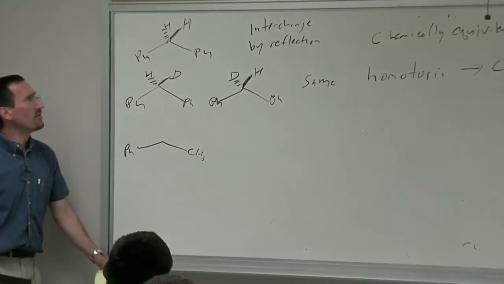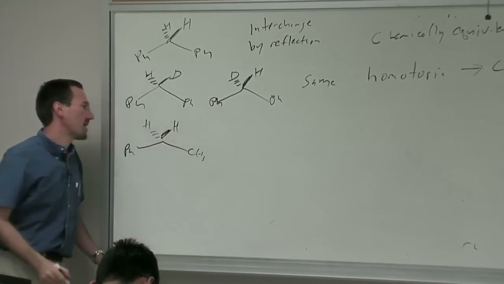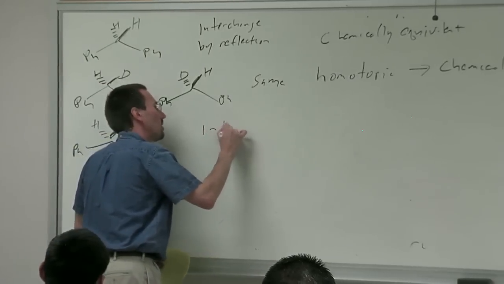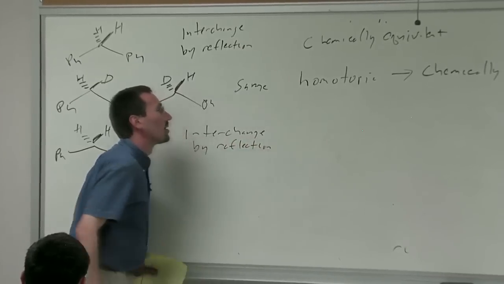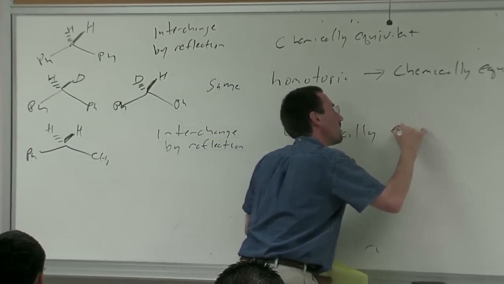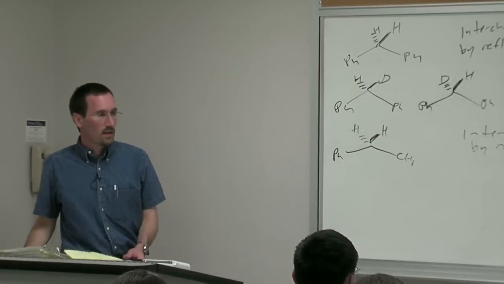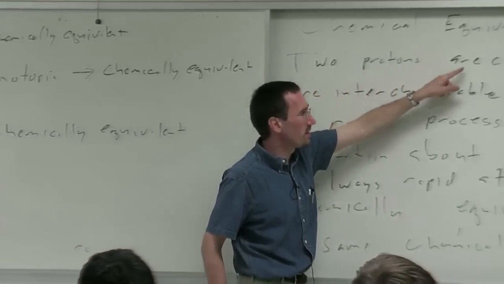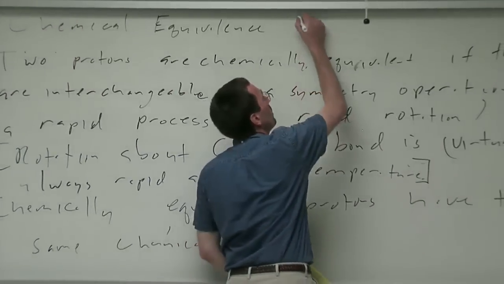So let's take, instead of diphenylmethane, ethylbenzene. And again, we'll consider the methylene group. The two hydrogens of the methylene group still exchange by reflection. So they meet the criterion there. They're chemically equivalent. You can't tell them apart. So they have the same chemical shift. And two protons that are chemically equivalent are the same and don't split each other. So chemically equivalent protons don't split each other.